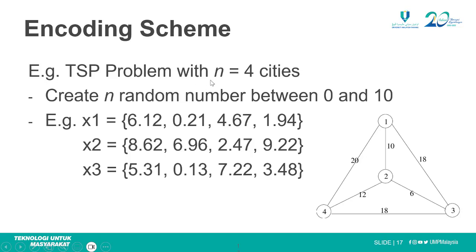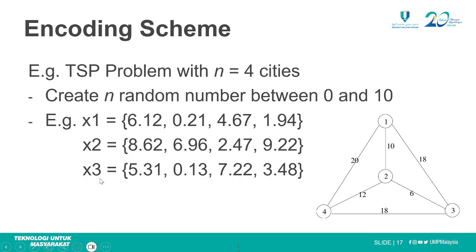All right. So for the encoding scheme, for example, here is a TSP problem with n equal to 4. We want to encode our TSP problem into a continuous representation, so we create n random numbers between 0 and 10. Basically this is based on our setting. It might be between 0 and 1, between 0 and 100, maybe between 1 and 100, depending on us. So for example, x1 is the continuous number used to represent the problem. This is the encoding that we use in our problem.